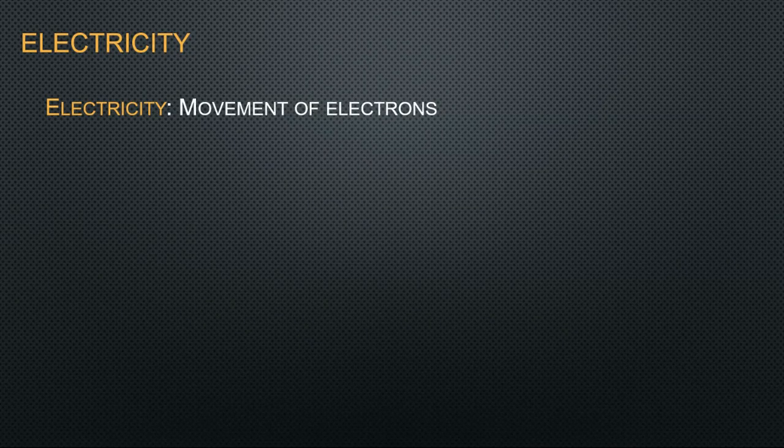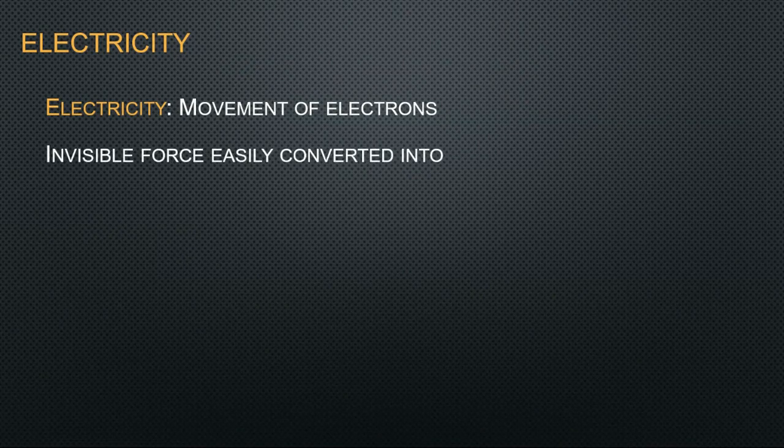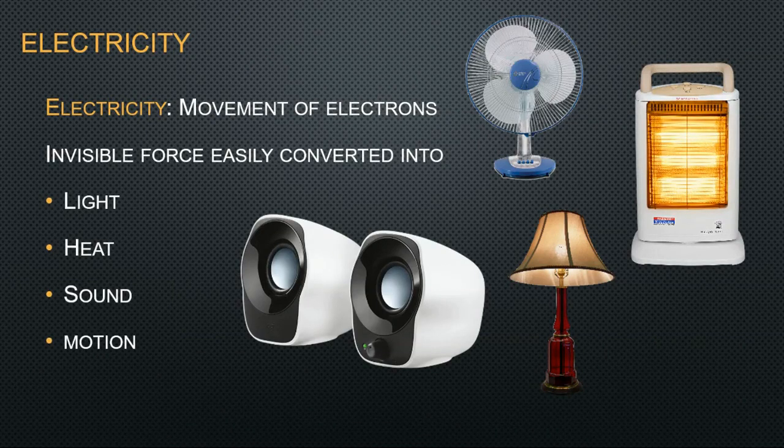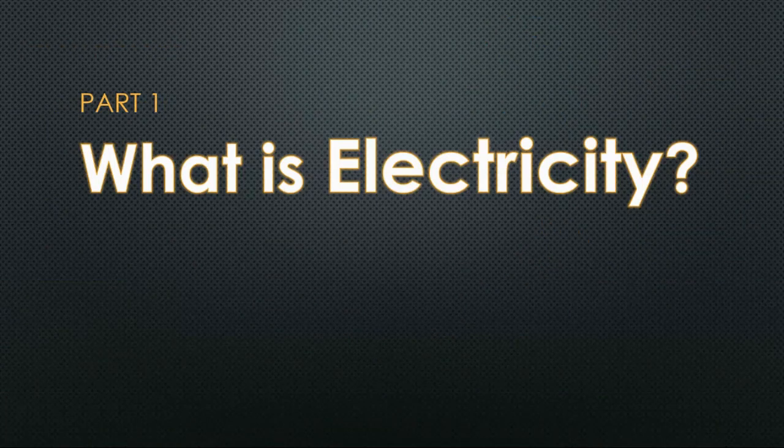Electricity is the movement of electrons. It's an invisible force that can be easily converted into light, heat, sound, or motion. In this section, we'll explore what electricity is and how it works on the atomic level.